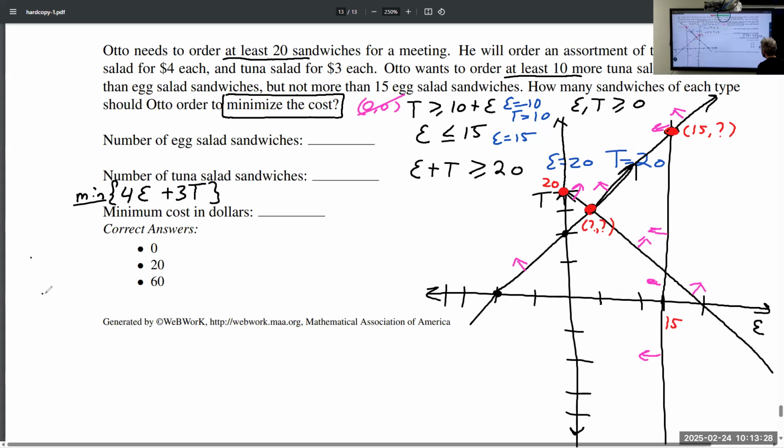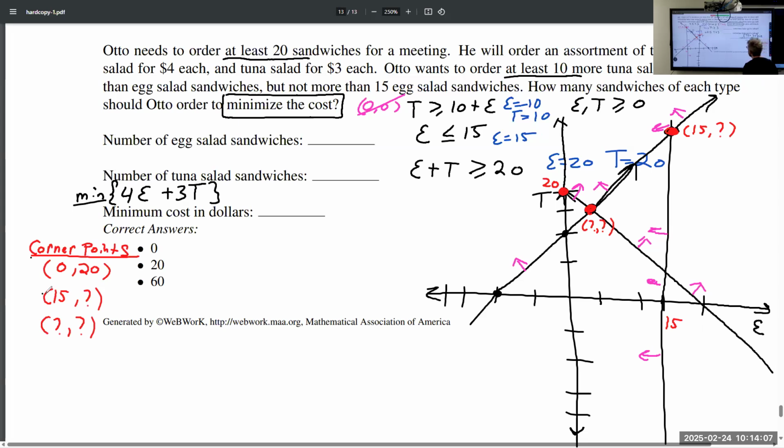Okay. I know one of them. So if I list my corner points, one of them is 0, 20. One of them is 15, but I need to find that other point, and then the other one, I have no idea. But I can solve. Okay, so I have some work to do.